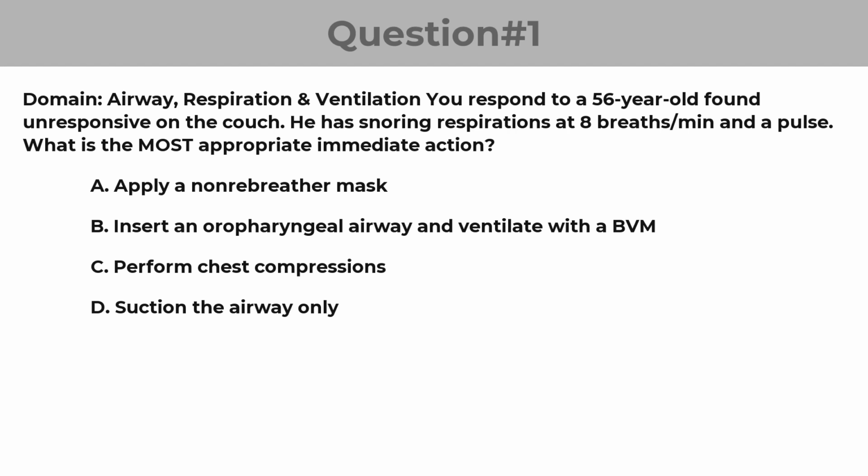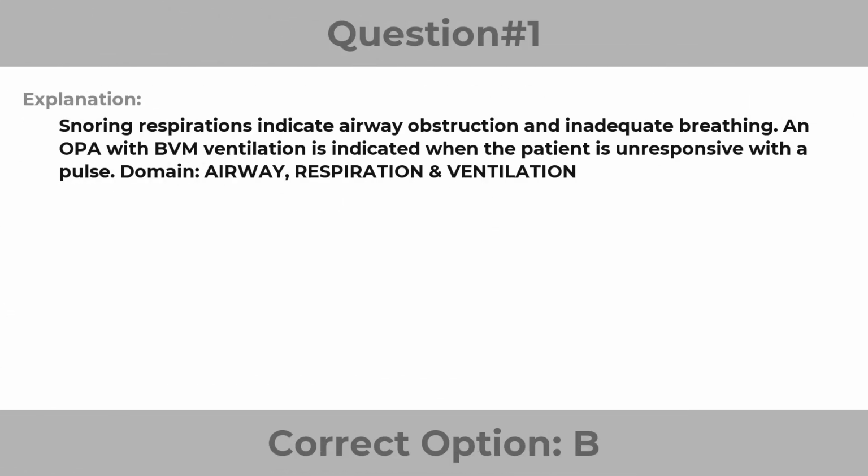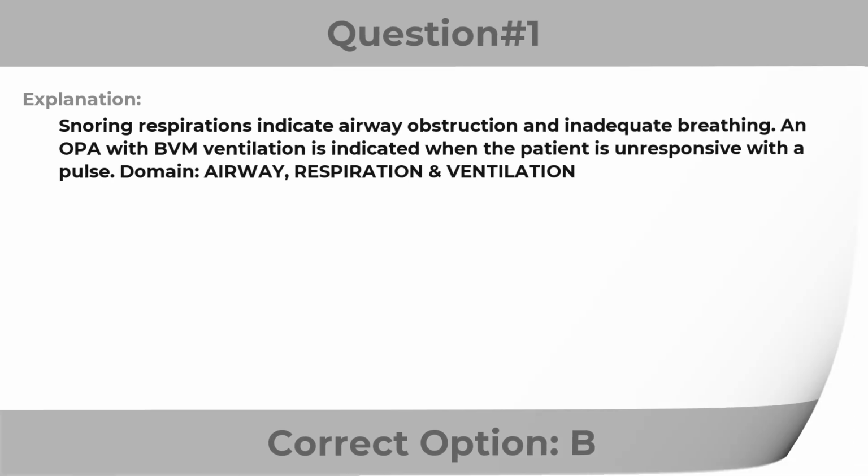A. Apply a non-rebreather mask. B. Insert an oropharyngeal airway and ventilate with a BVM. C. Perform chest compressions. D. Suction the airway only. Correct answer, B. Explanation: snoring respirations indicate airway obstruction and inadequate breathing. An OPA with BVM ventilation is indicated when the patient is unresponsive with a pulse.